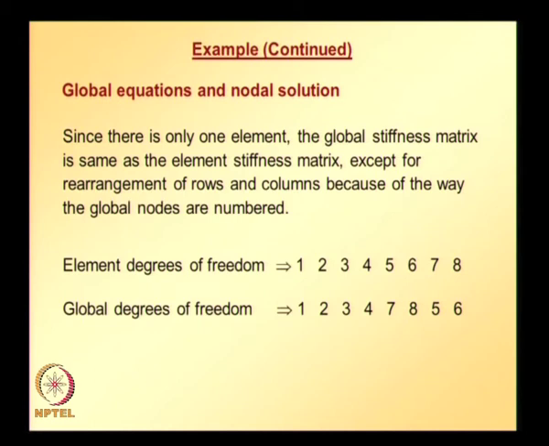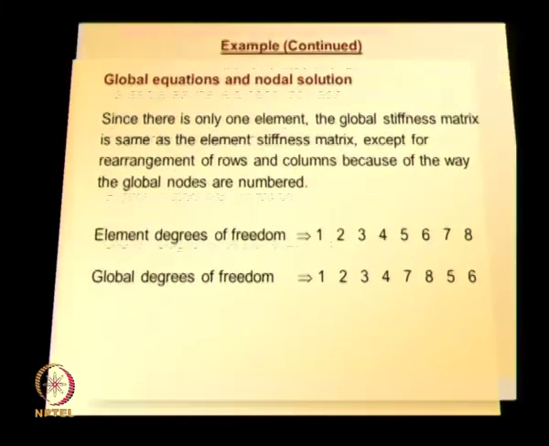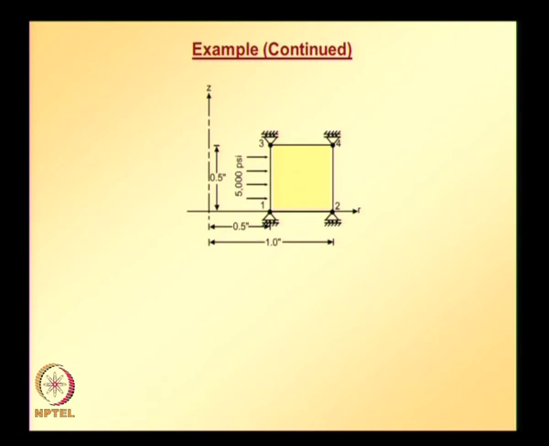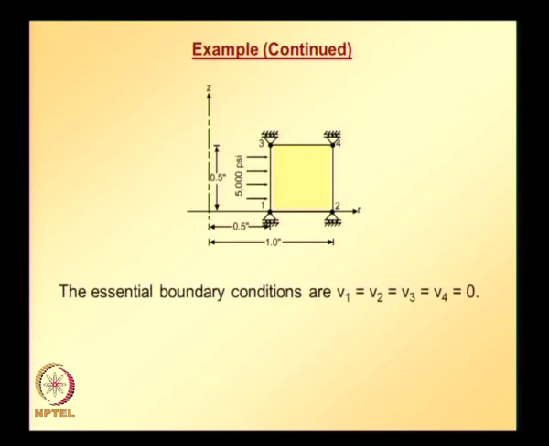So, with this understanding we need to rearrange the rows and columns, and then we need to impose essential boundary conditions. Essential boundary conditions are that the displacement components at all the 4 nodes in the axial direction are 0. So, these are the essential boundary conditions, V1, V2, V3, V4 are 0. After rearranging based on global and local degrees of freedom and imposing the essential boundary conditions, since they are 0, we can eliminate the rows and columns corresponding to those locations, and we get the reduced equation system.